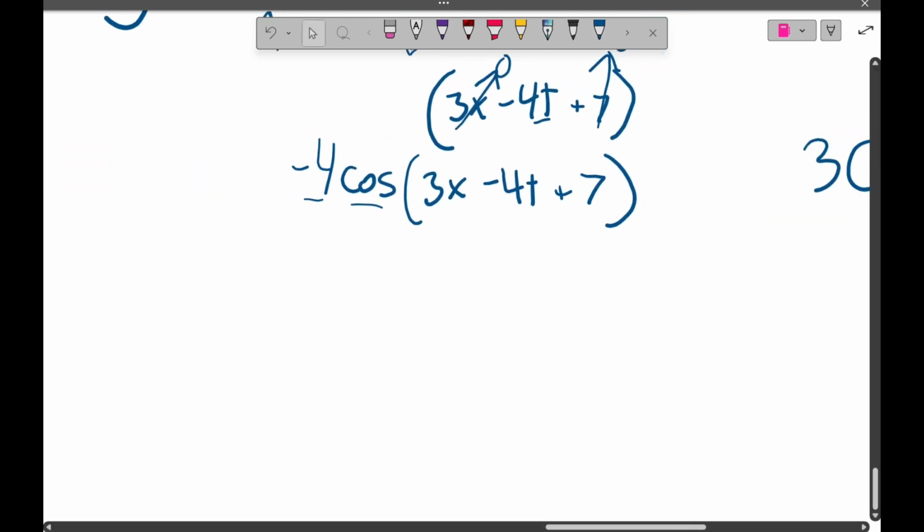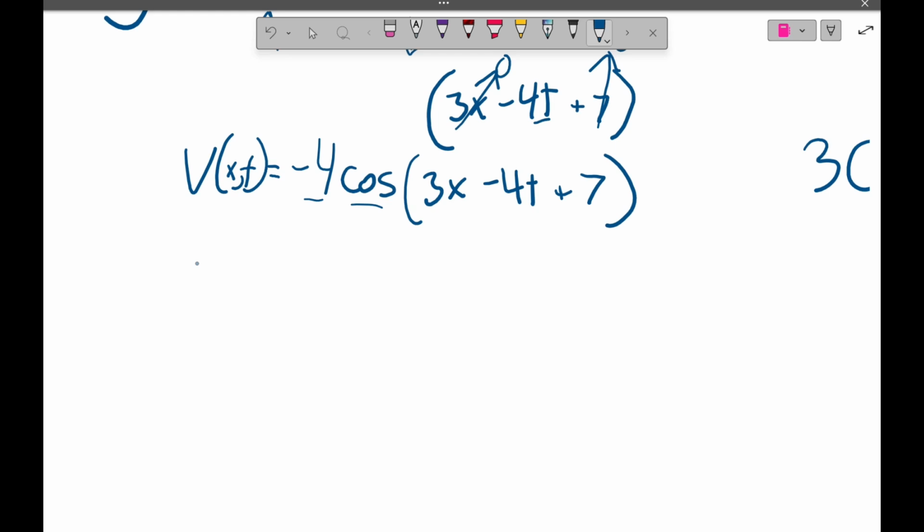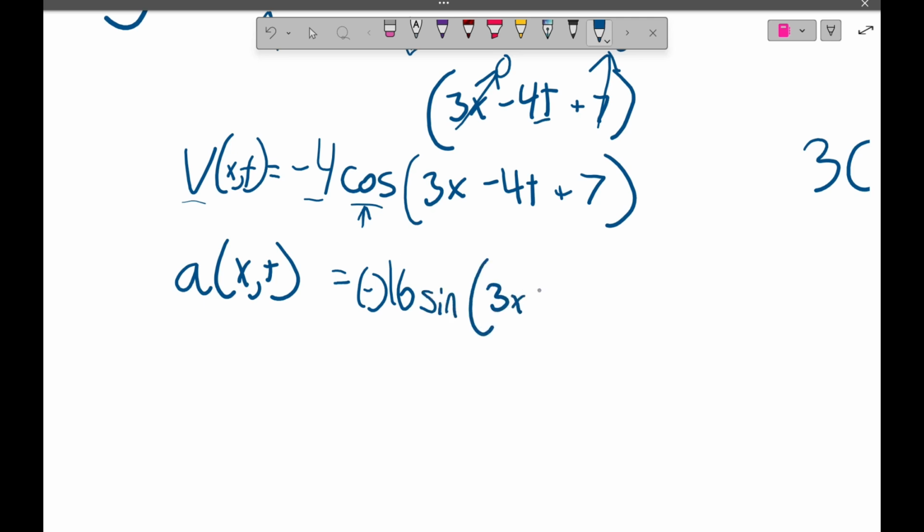Okay, and you also don't want to forget signs. If I take another derivative for a of x and t, now we're talking about how fast is the velocity changing of this point on the string, then what's going to happen? I'm pulling that negative 4 out again, and I get a 16, but then I get a negative sign, because the cosine changes to a sine. 3x minus 4t plus 7.